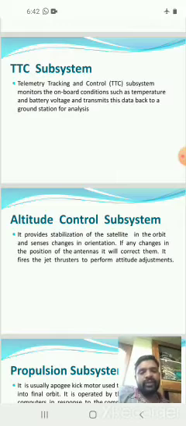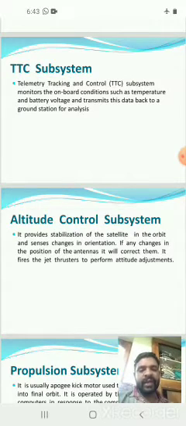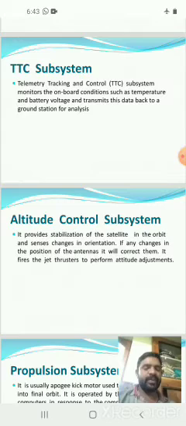Attitude control subsystem. It provides stabilization of the satellite in the orbit and senses changes in orientation. If there are any changes in the position of the antenna, it will correct them. It fires the jet thrusters to perform attitude adjustment. The attitude control subsystem is used for stabilization of satellites.